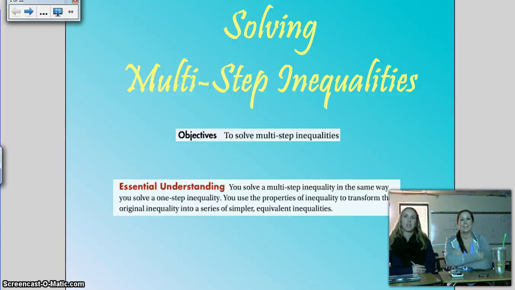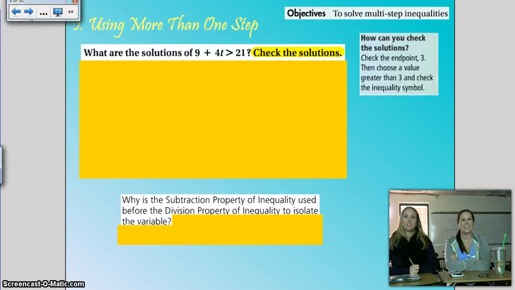By multi-step inequalities. This is going to be awesome. We've done add and subtract, and multiply, divide. Now we're going to put it all together in one kit and caboodle. Here we go. So, example 1, using more than one step.